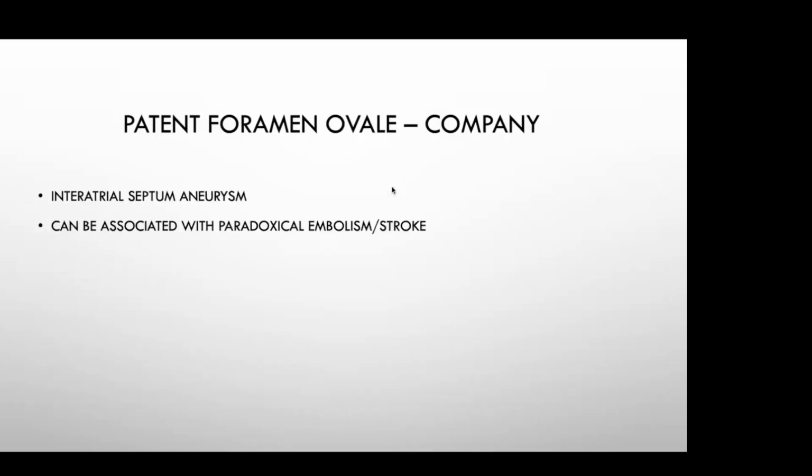So PFOs often are not associated with any other cardiac abnormalities, but they can be associated with this finding of an interatrial septal aneurysm. And then they can also be associated with some other systemic features such as paradoxical embolism and stroke. However, most people who have a stroke and a PFO, the two are not necessarily related, but in a subset of people that could be secondary to that PFO.